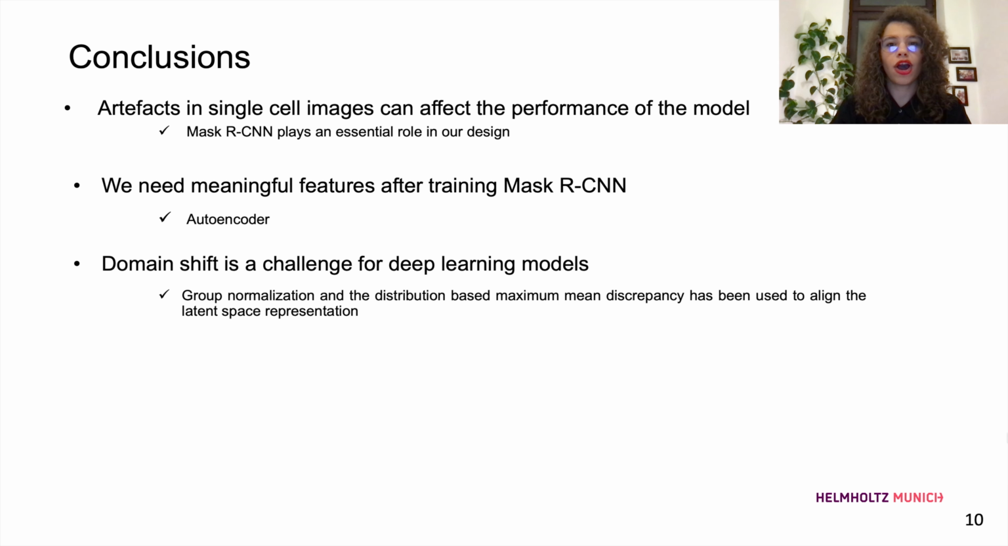For conclusion, our proposed model eliminates artifacts surrounding the white blood cells with the MICCAI CNN. To have meaningful features, we use an autoencoder, and to solve the domain shift challenge, we use group normalization and maximum mean discrepancy to align the latent space representations.